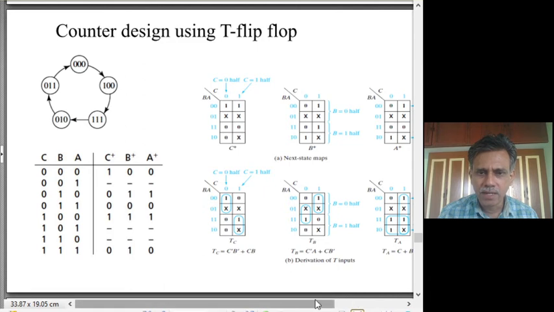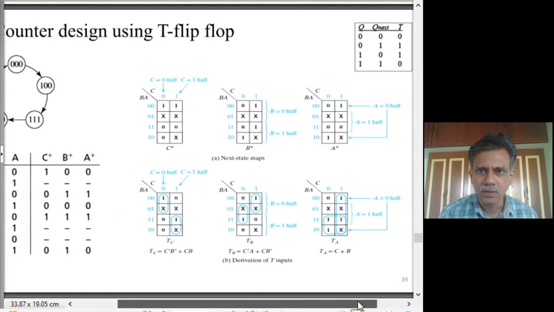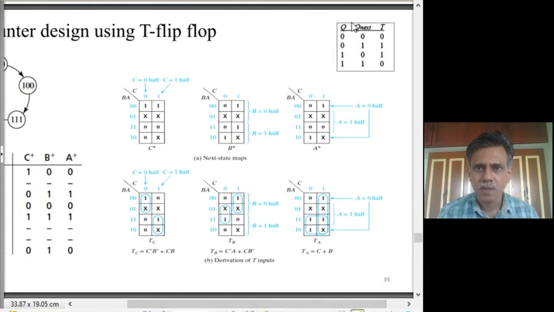We know the excitation table already. That is, this is the excitation table. When Q and Q plus are the same, T is 0. The first and the last row. When Q and Q plus differ, then T is 1. So remember that.